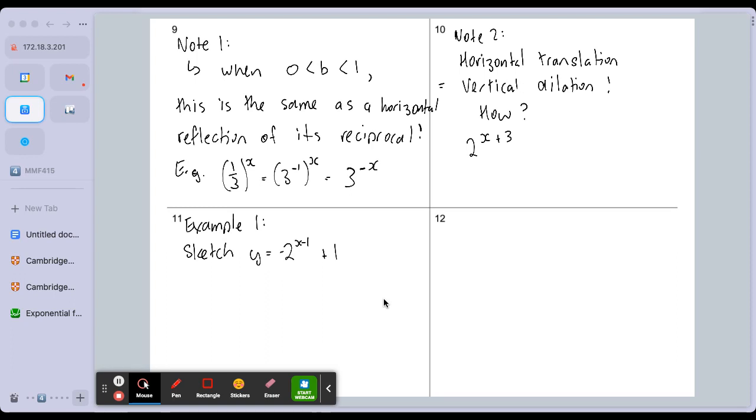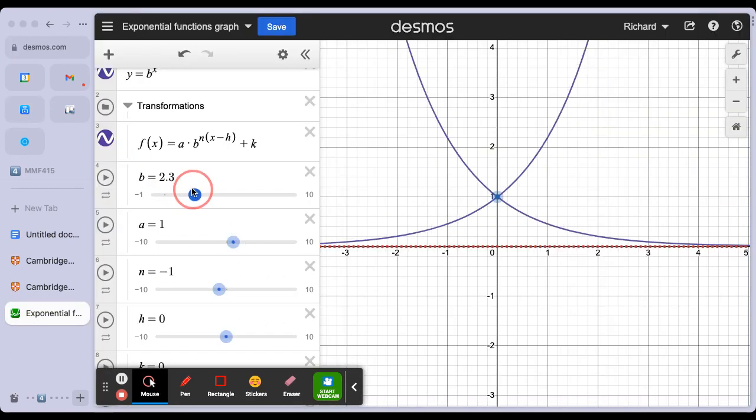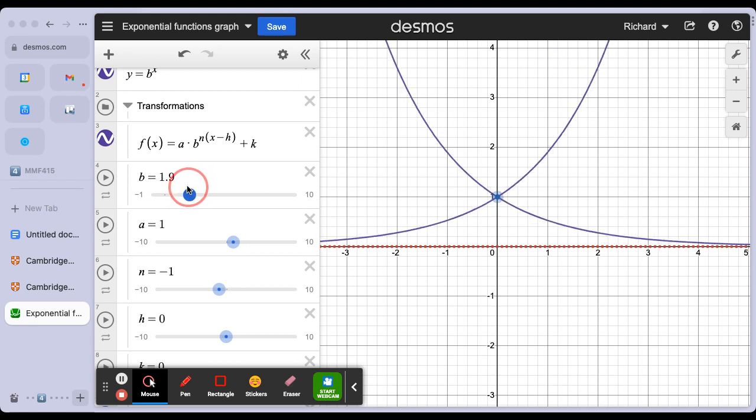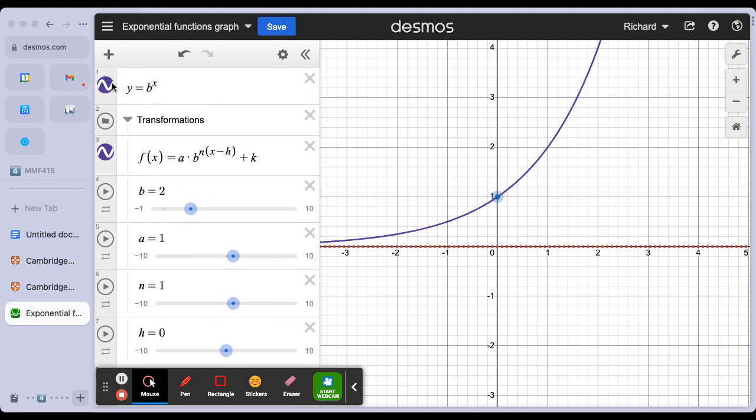Okay, note 2. A horizontal translation is the same as a vertical dilation. I'll show you what I mean and then I'll go through the example again. So here, I'll just return this to b equals 2. Okay, so we're back to normal. That's my normal graph. I'll turn off the base graph so it's less confusing.